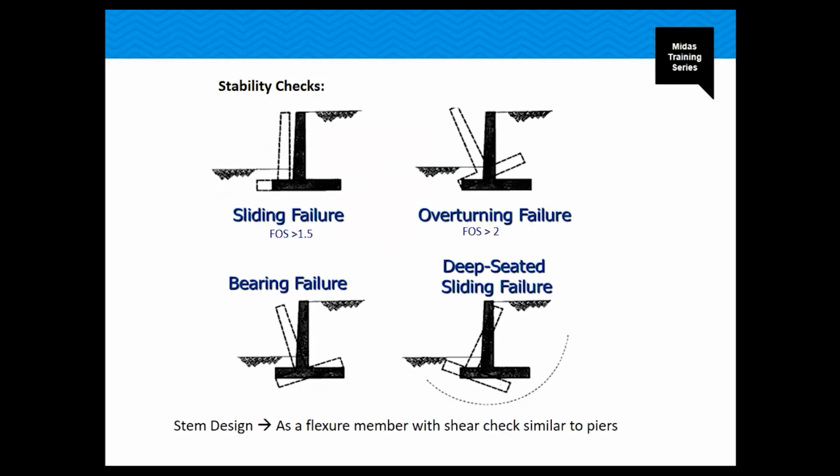Also for the abutments, we have to check the stability. There are different stability checks corresponding to the various modes of failure carried out, and with different factors of safety specified as per different codes, or the engineer can choose which ones are going to be their factor of safety. We have the sliding failure, the overturning failure, the bearing failure, and the deep-seated sliding failure, as you can see in some diagrams here.